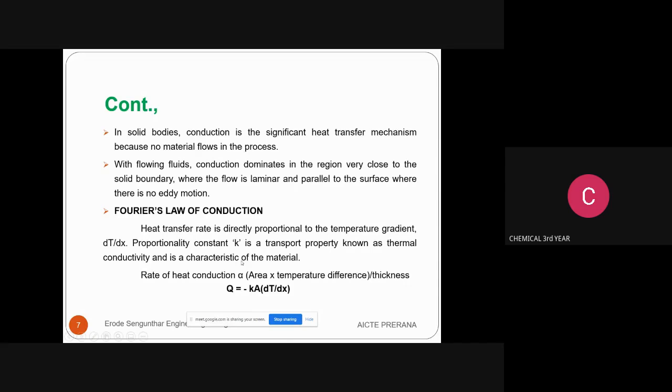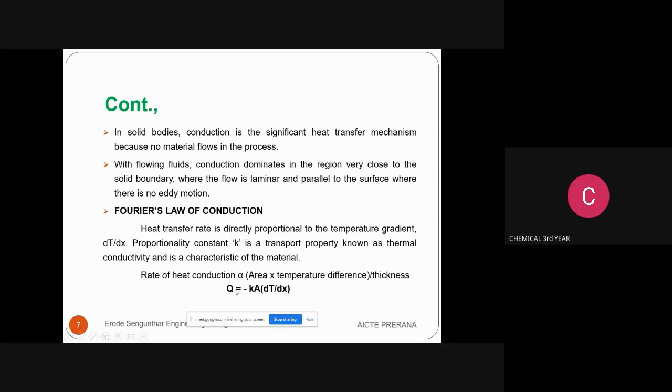From this statement, we can say that the rate of heat conduction is directly proportional to area into temperature difference divided by thickness, right? Temperature difference divided by thickness is nothing but your temperature gradient. So to cancel this proportionality, we introduce the proportionality constant k, thermal conductivity. See here, mathematically we have expressed Q is equal to minus k into A into dT by dx.